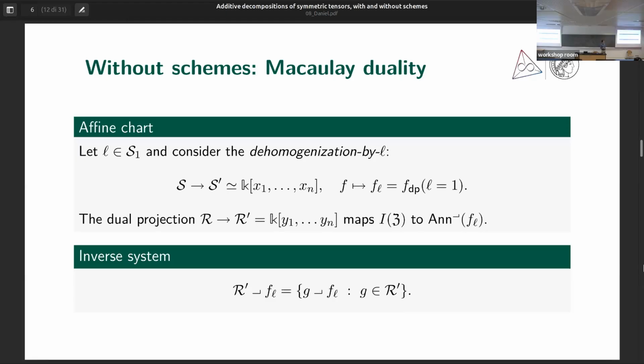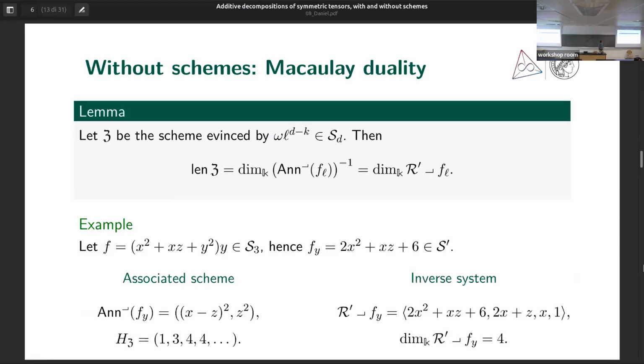And we call inverse system the set of all the possible contractions, not derivations, of this polynomial here. So this is the affine ring acting on an affine form, and you dehomogenize. You contract in every possible direction. So you contract with every linear form, with every degree 2 polynomial, and so on. You contract with everything you can. You collect all the contractions that you got, and you consider the vector space spanned by those, and you want to understand the dimension of this vector space.